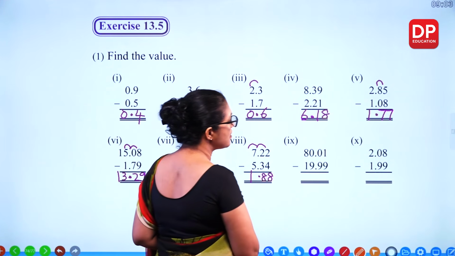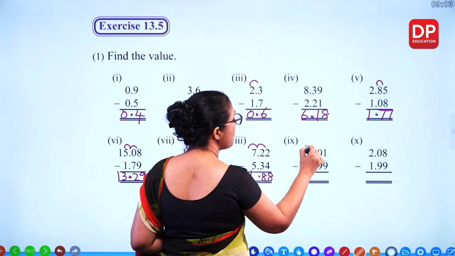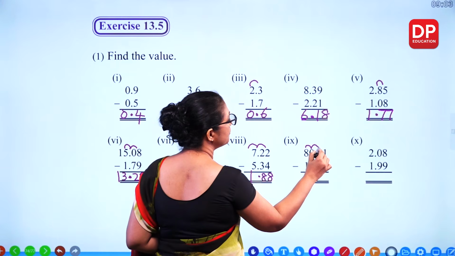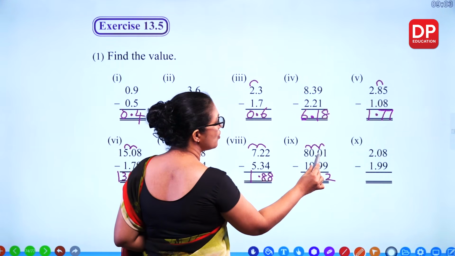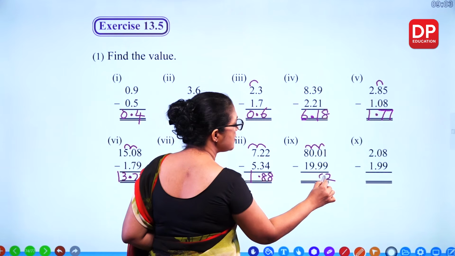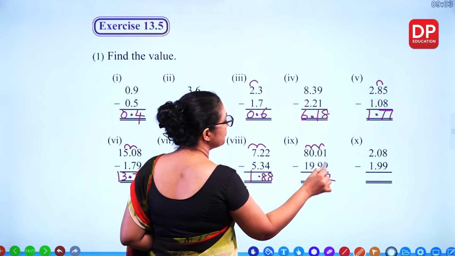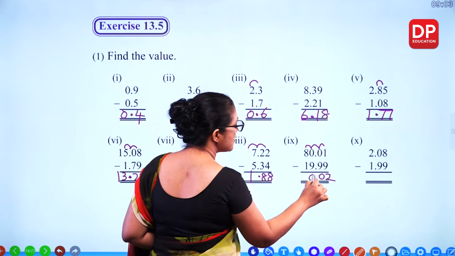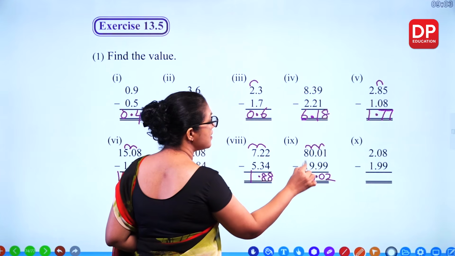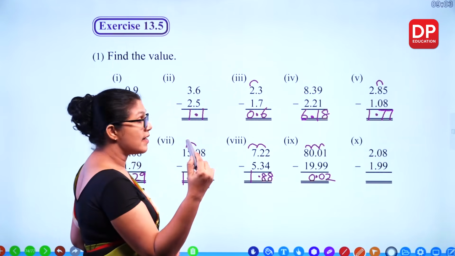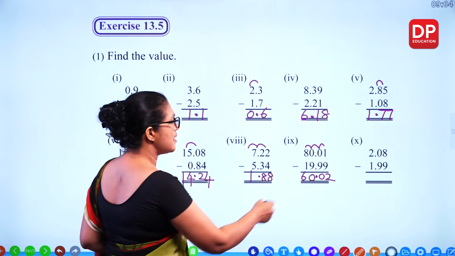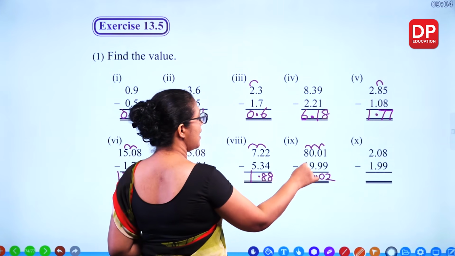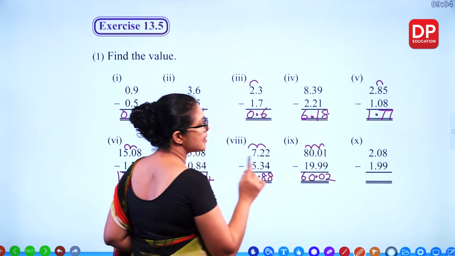This one you can't subtract. So take 1 from here. 11 minus 9. That's 2. This becomes 9. 9 minus 9, 0. And here this is 9, 0. And this is 8 is now 7. 7 minus 1, 6. Add it and see. 11, 10 and 10. That's correct.